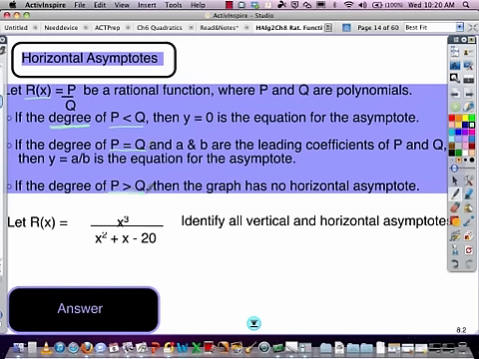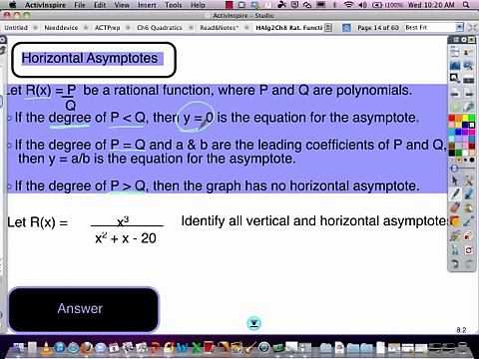So we've done all three possibilities. So let's go back up to the first one. If the polynomial on top is smaller degree than the degree of the bottom one, then we're just going to get y equals 0. Plain and simple. Okay? Which is your x-axis.